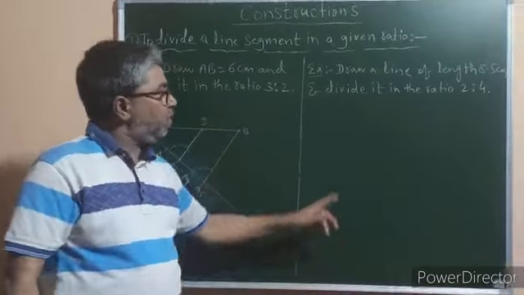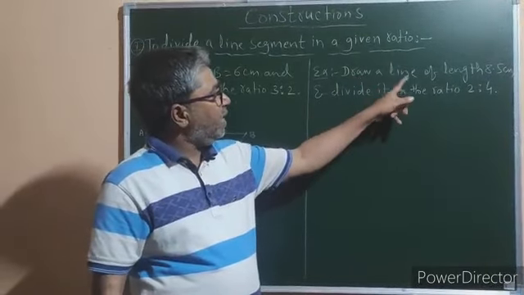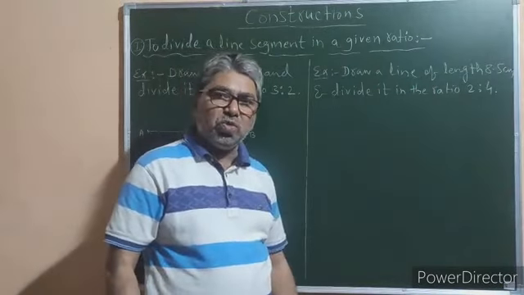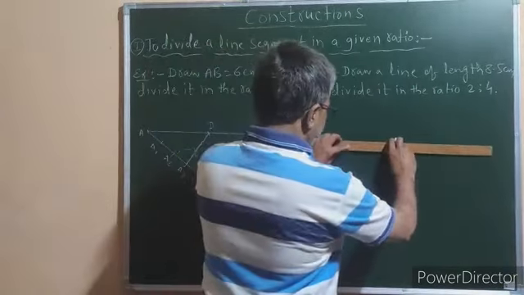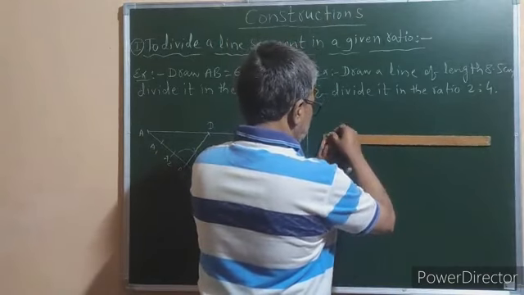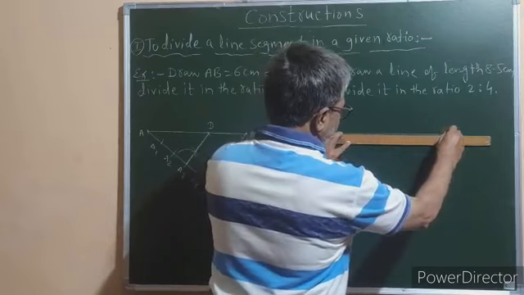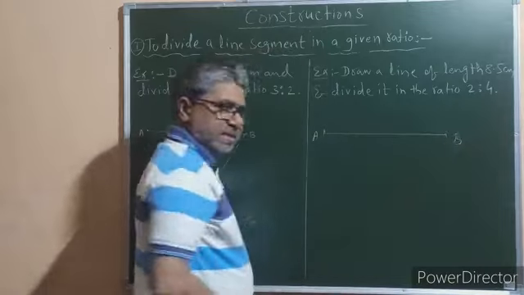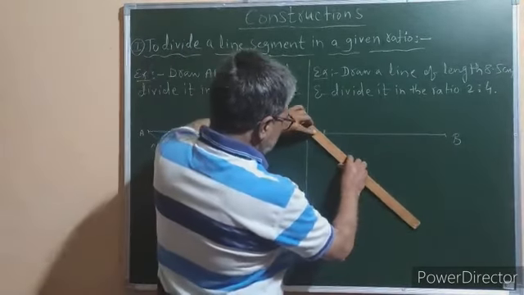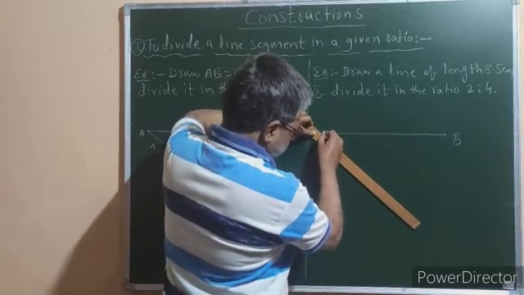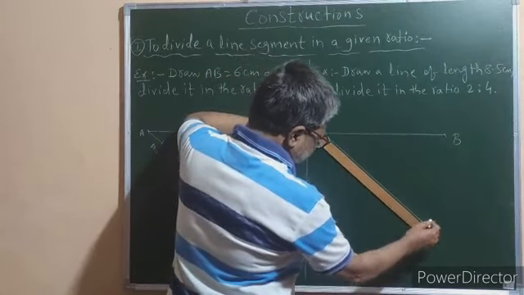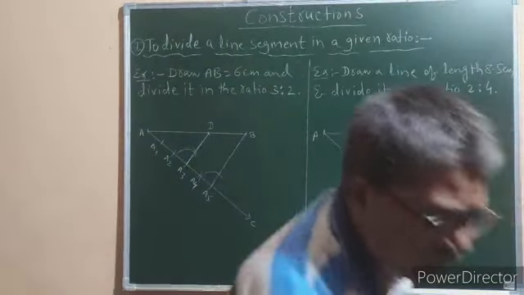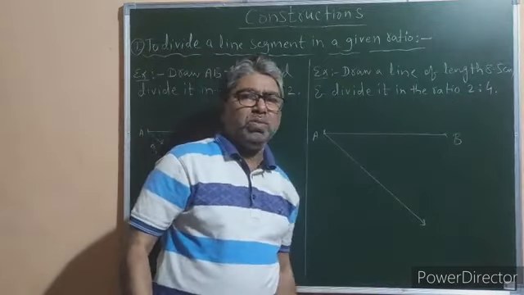Now coming to one more example. The example is: draw a line of length 8.5 centimeter and divide it in the ratio 2:4. So as you know, the first step towards the construction is to draw a line segment measuring 8.5 centimeter. Name it as AB. Alright. The second step is from point A towards down, you have to draw one ray making an acute angle with AB. Now add the terms of the ratio. If you add 2 and 4, you will get 6.